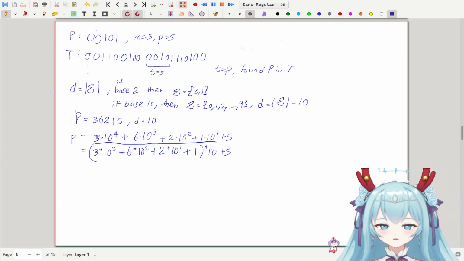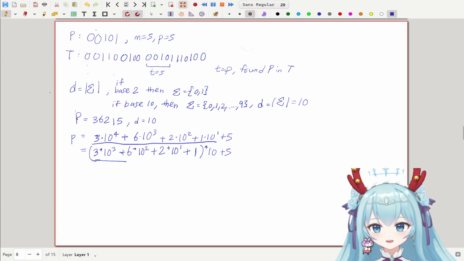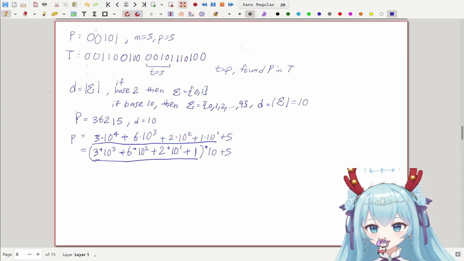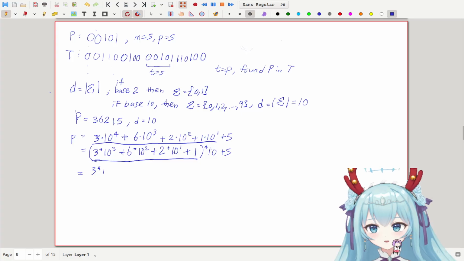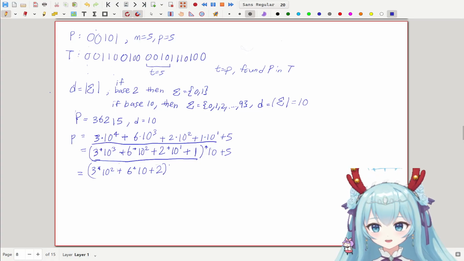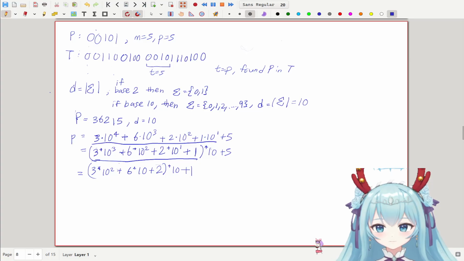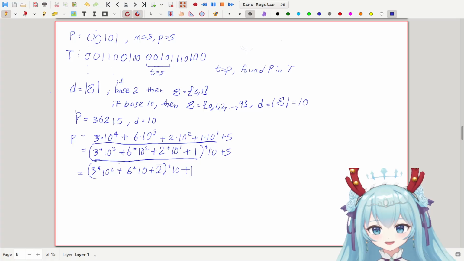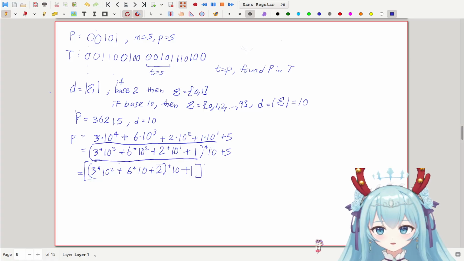Okay, so now we're going to factor out 10 again. So now we're going to factor what's underlined over here out. I factor out 10. So this is 3 times 10 to the power of 2 plus 6 times 10 plus 2. And then we'll multiply this by 10. And then we fill in the rest by copying the line above it. The brackets are increasing, but this is expected.